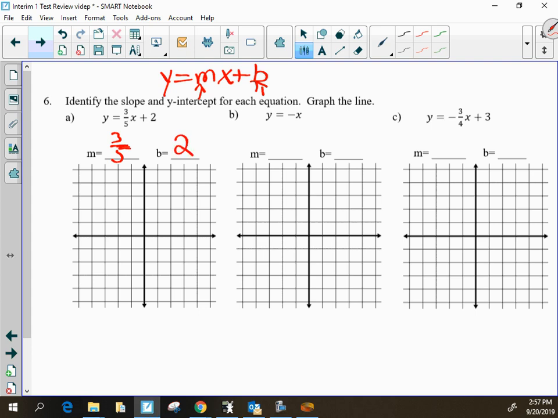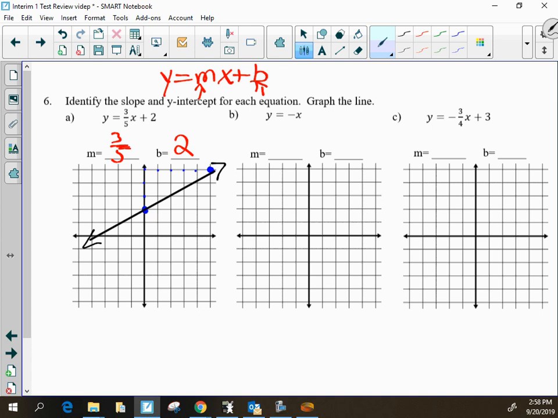So in order to graph this, remember that slope is a pattern, but the y-intercept is a location. So you start in a location. The y-intercept is 2. And then the slope is 3/5. So we would rise 1, 2, 3, and we'd run 1, 2, 3, 4, 5. And then we would take a ruler. We draw a straight line through the points. And we put arrows on the end because the line goes on forever.